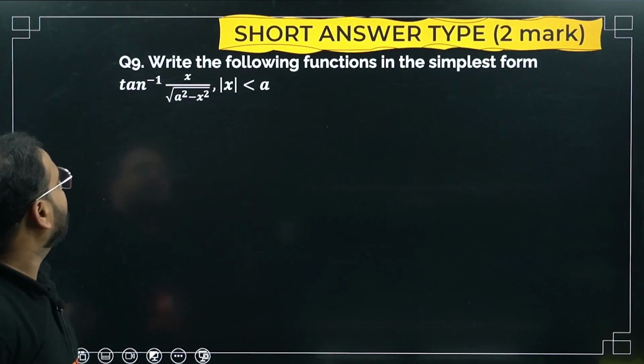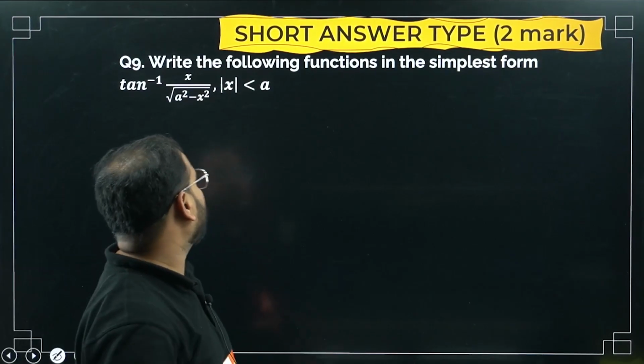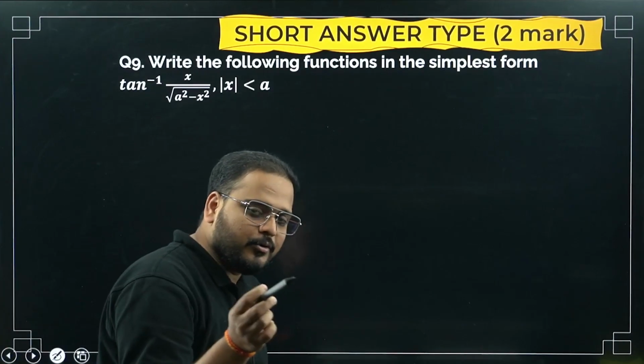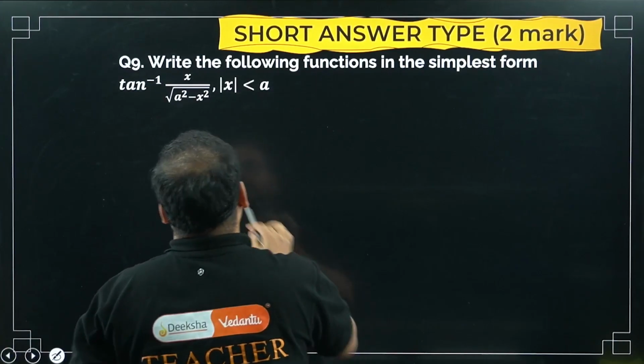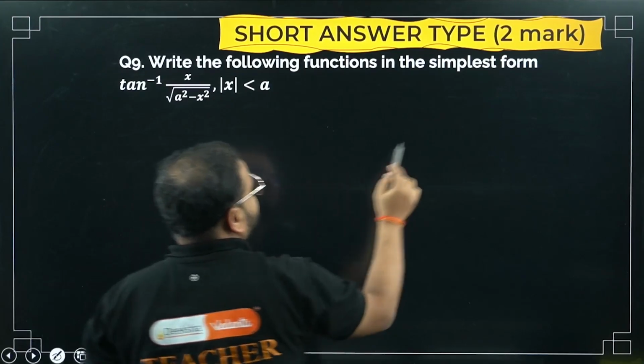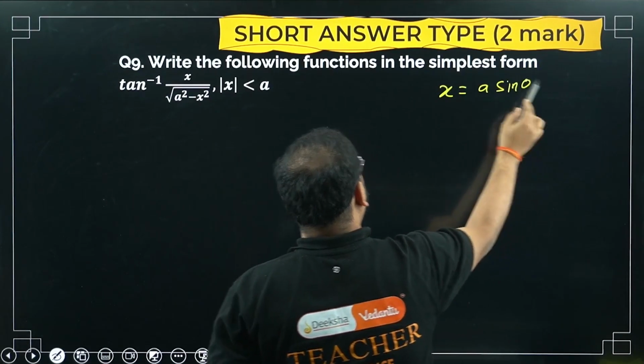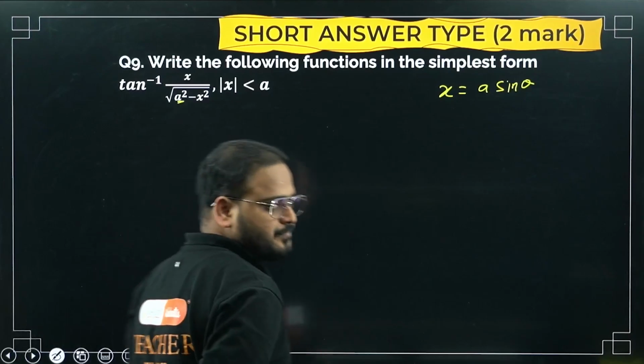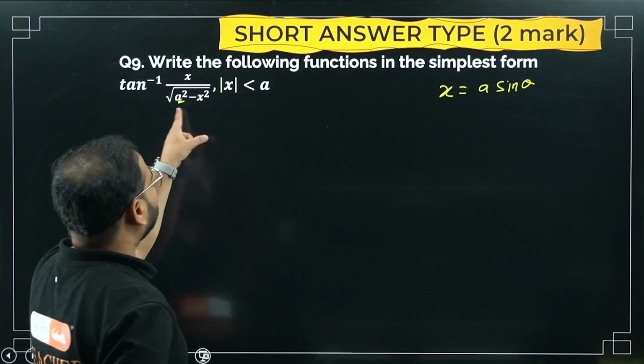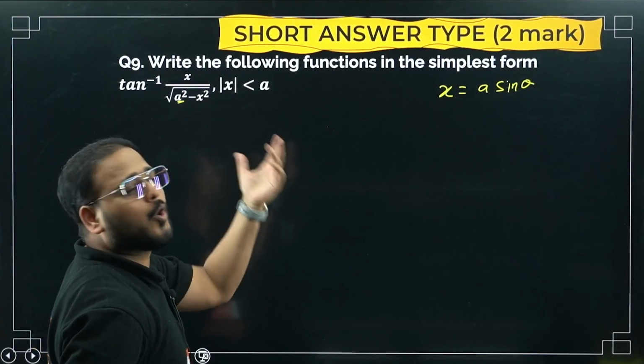First one, write the following function in the simplest form. Again, what we have to do? We have to use some substitution. Take x as a sine theta. I'll tell you why. I need a, because a is already present over here, and sine theta, because I have 1 minus sine square theta forming over here, which will become cos.